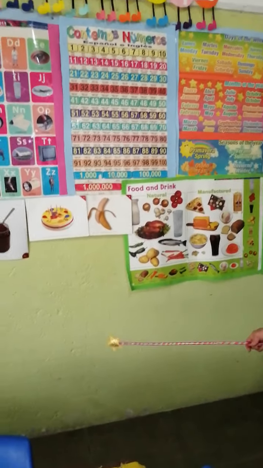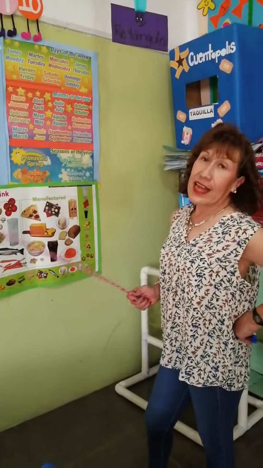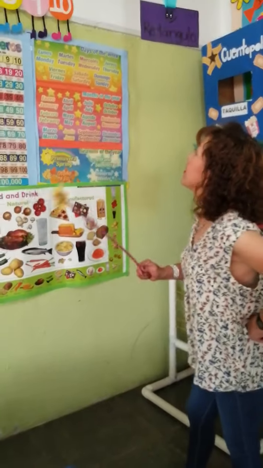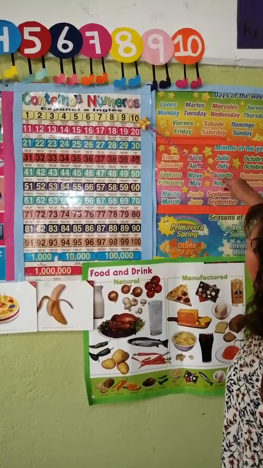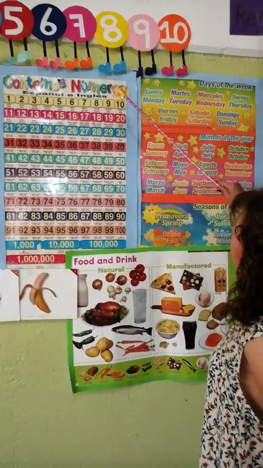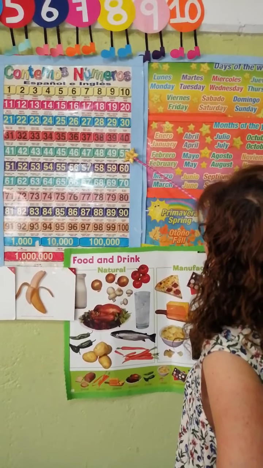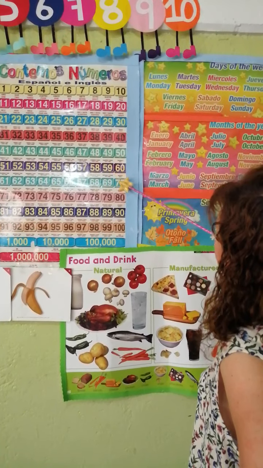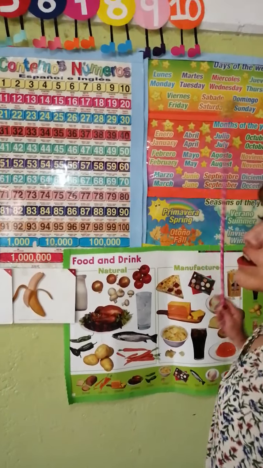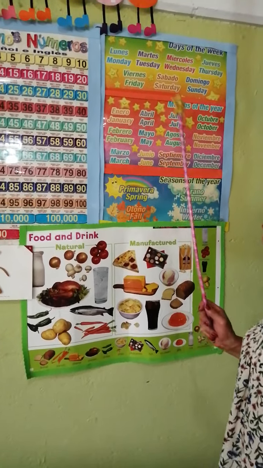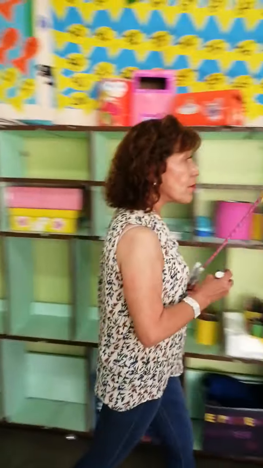Now we are going to continue with the numbers, but we are going to count by tens. Okay, just by tens. So, everybody, repeat with me. 10, 20, 30, 40, 50, 60, 70, 80, 90, 100. Excellent. And I'm going to write on the board something that you are going to do for homework.